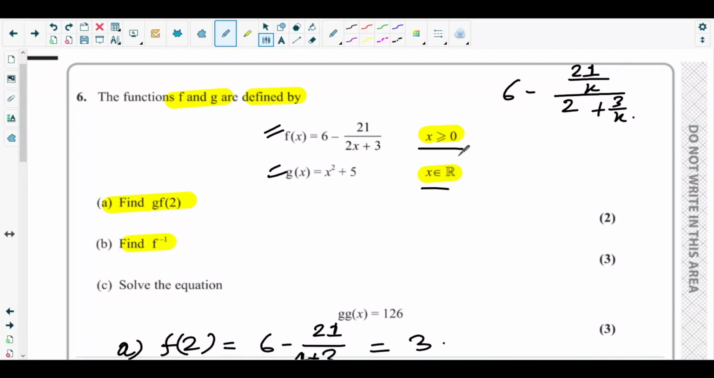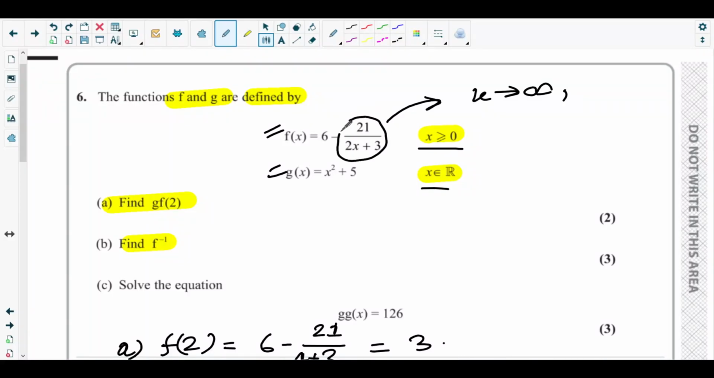Okay, now x is greater than 0, right? So if x tends to infinity, we don't need to resolve like this. It's not required because this is a simple function. So just consider as x tends to infinity, the value of x increases. Therefore 21 over 2x plus 3, it is what? Reciprocal, right? If x increases, then this part will keep decreasing.